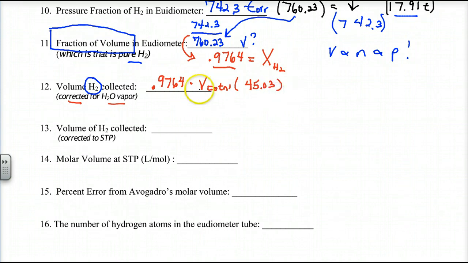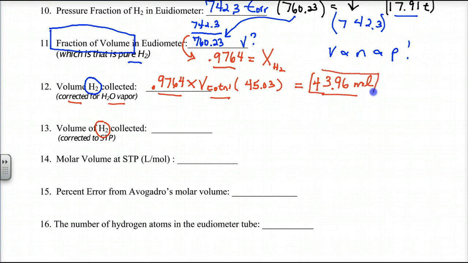45.03. So I multiply my fraction times my total to get just the volume of the dry hydrogen. I'm seeing what the volume would have been if there was no water, and I'm using a volume fraction. Okay, so I get 43.96 milliliters. Notice it's lower than what I had originally. So the volume of H2 collected is this. But now I want to correct for STP.